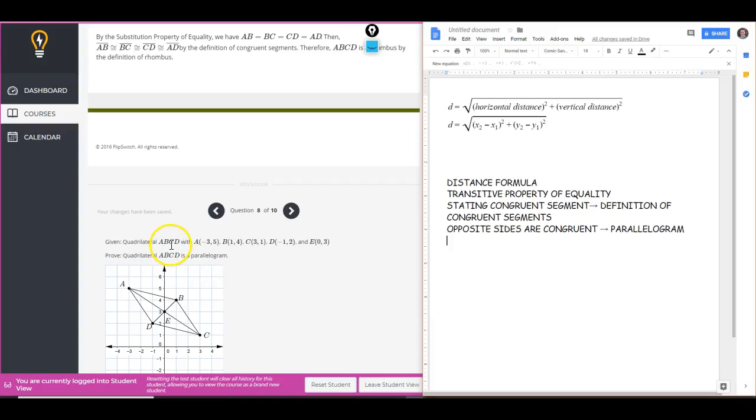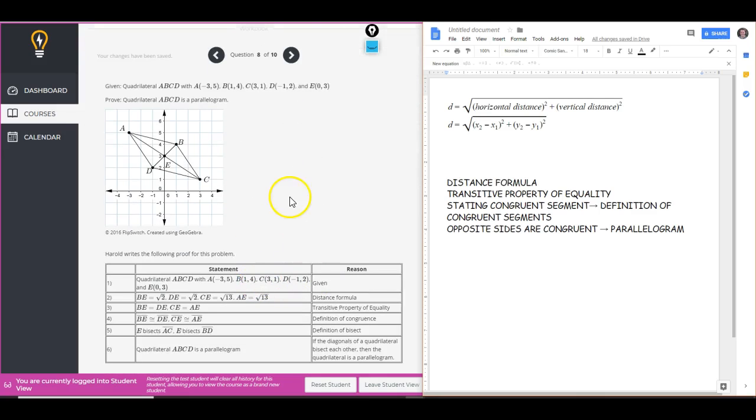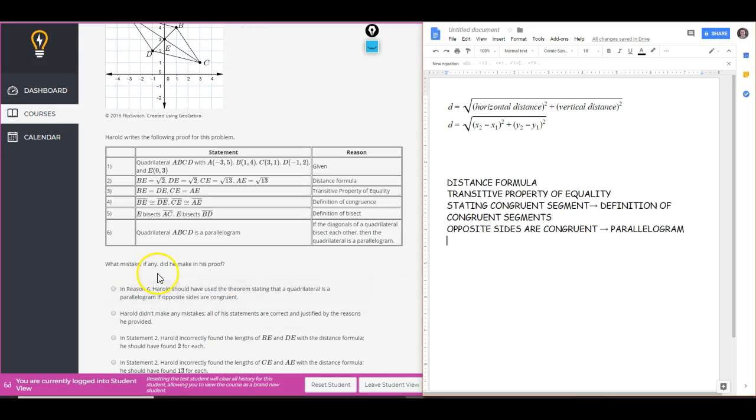Alright, quadrilateral ABCD with point A at -3, 5, point B at 1, 4, point C at 3, 1, point D at -1, 2, and point E at 0, 3. Prove quadrilateral ABCD is a parallelogram. Harold writes the following proof for this problem.